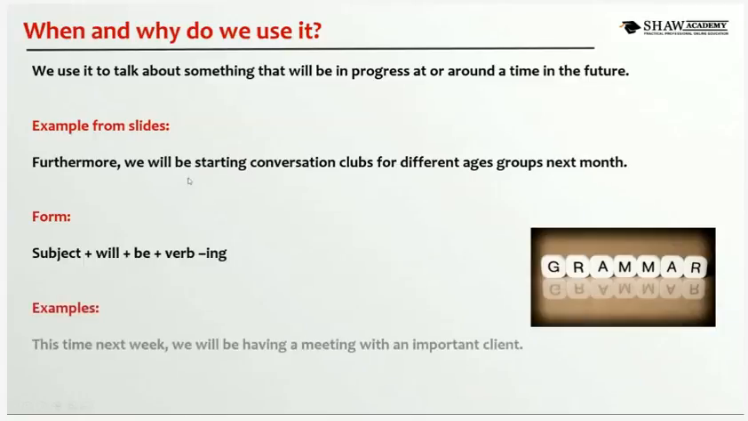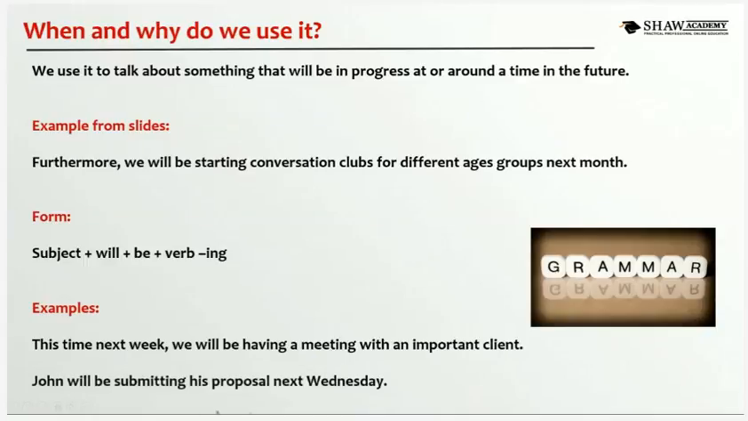So another example. So this time next week, we will be having a meeting with an important client. So you're thinking about something that will be happening at a particular point in time or approximately at a certain point in time in the future. And it's something that will be in progress or continuously happening in the future. So you're trying to stress the action or the ing form. Another example. John will be submitting his proposal next Wednesday. Okay, so you're using this as well to stress the action.